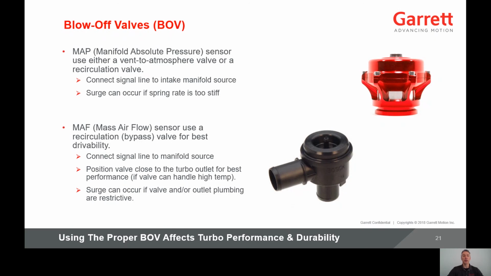The bypass valve is used on an engine with a MAF sensor. Again, the signal line should be connected to an intake manifold source. For optimal performance, position the valve close to the compressor outlet, but only if the valve is designed for high temperature operation. For bypass valves, surge can occur if the valve or the outlet plumbing are too restrictive. Using the proper blow-off valve affects turbo performance and durability. Therefore, the correct blow-off valve should be selected for your specific application and installed properly.